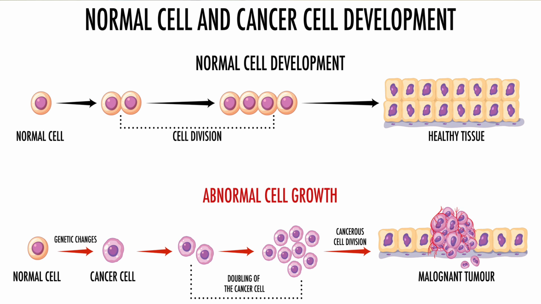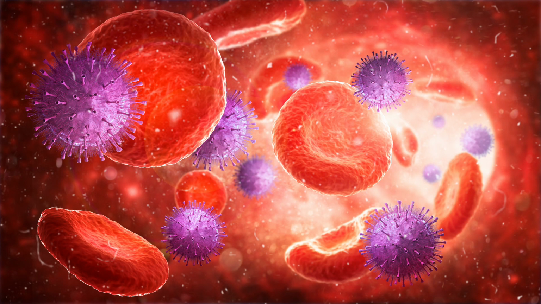These cells may form lumps of tissue known as tumors. These tumors can be non-cancerous, known as benign tumors, or cancerous, known as malignant tumors. Malignant tumors can wreak havoc in the body by spreading into nearby tissues, and can even travel to distant places in the body via blood vessels or the lymphatic system to form new malignant tumors. This fatal process is called metastasis.